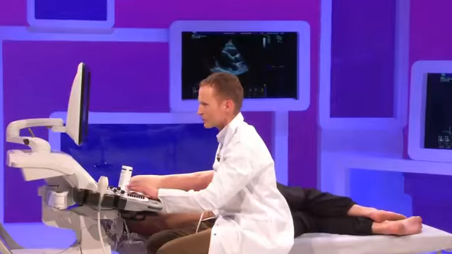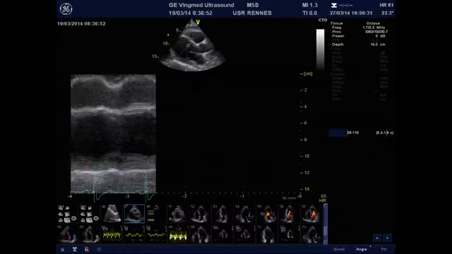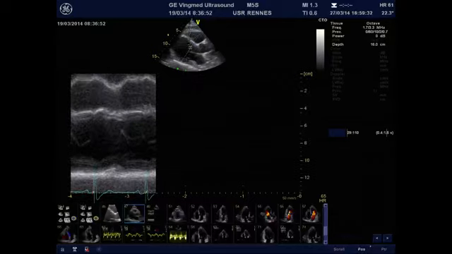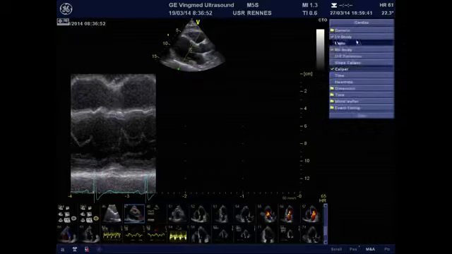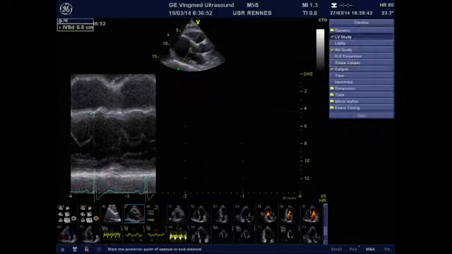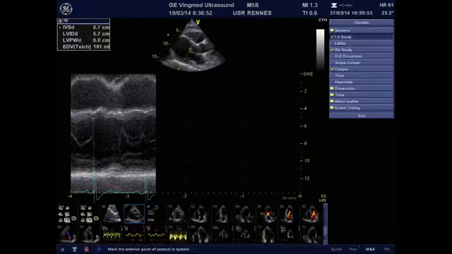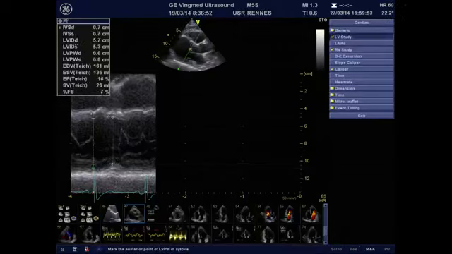Then we can also use the M mode or the anatomic M mode to make sure that we are perpendicular to the interventricular septum. Here we are. And we will be able to measure the LV dimension here in end diastole and in end systole. So this is the first thing that we do. We measure the LV dimension.